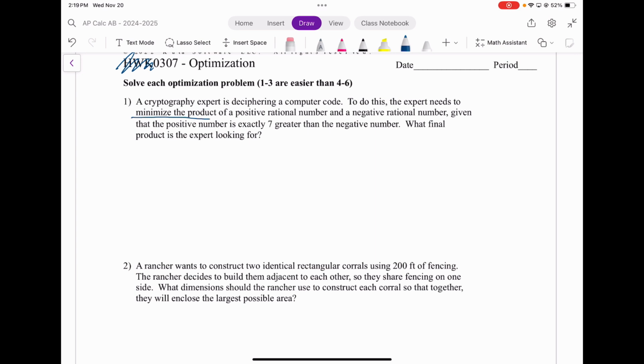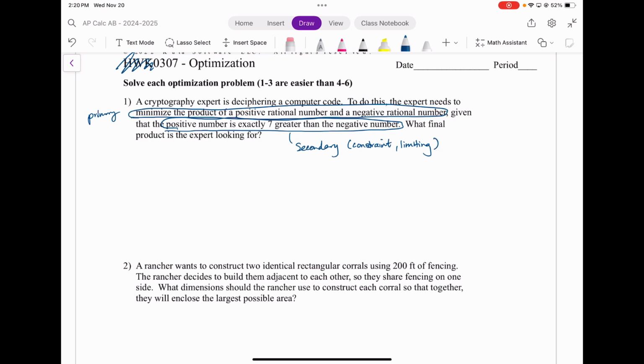Okay, interesting. So what are we trying to minimize or maximize? We're trying to minimize the product of these two numbers, right? This is where our primary is going to come from. And then what is our secondary? What is the thing that's limiting our possibilities here? It's the fact that the positive number is exactly 7 greater than the negative number, right? This is our secondary. This is the thing that is constraining. I call this the constraint, or we could say limiting.